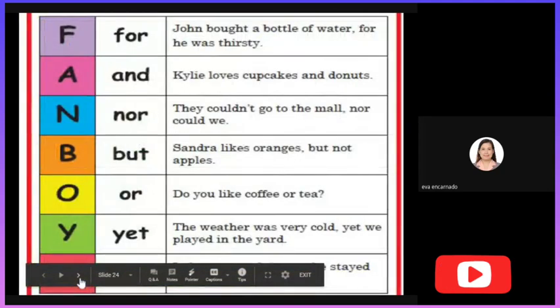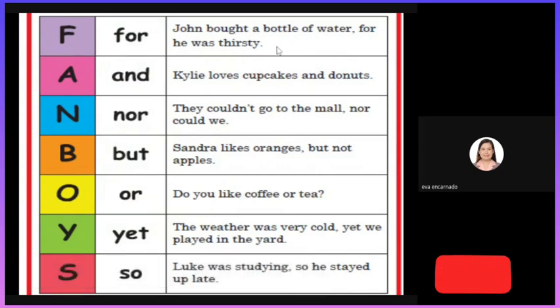More example, this one. Okay, 4. John bought a bottle of water, for he was thirsty. And Kylie loves cupcakes and donuts. So, two words kinonect niya ng conjunction na and. Okay, next. They couldn't go to the mall, nor could we. Okay? Sila daw di makakapunta sa mall at kahit din daw kami.